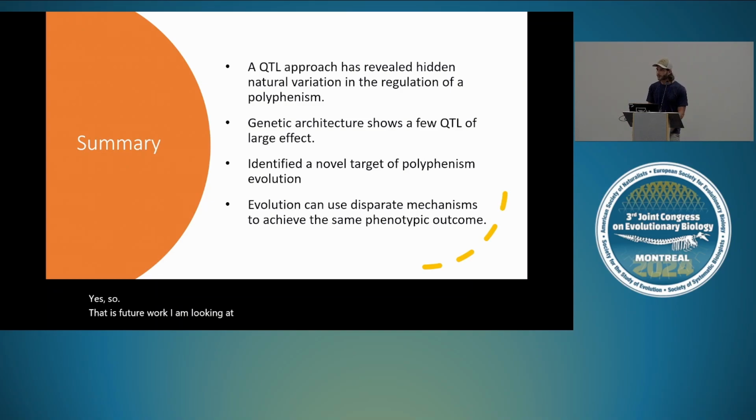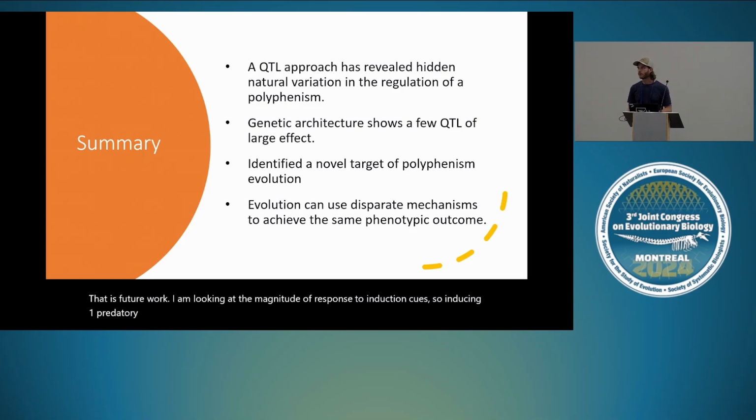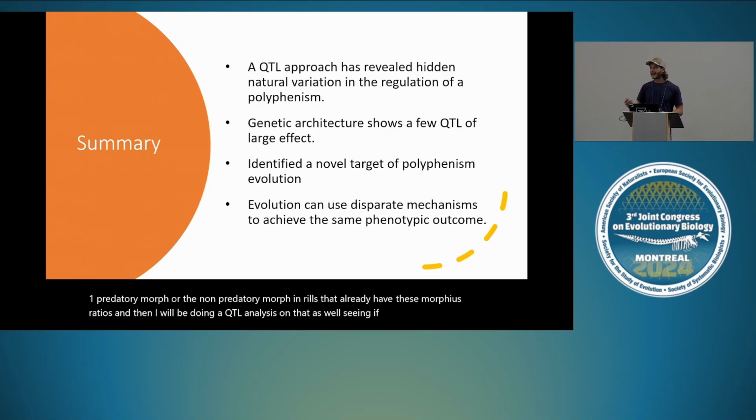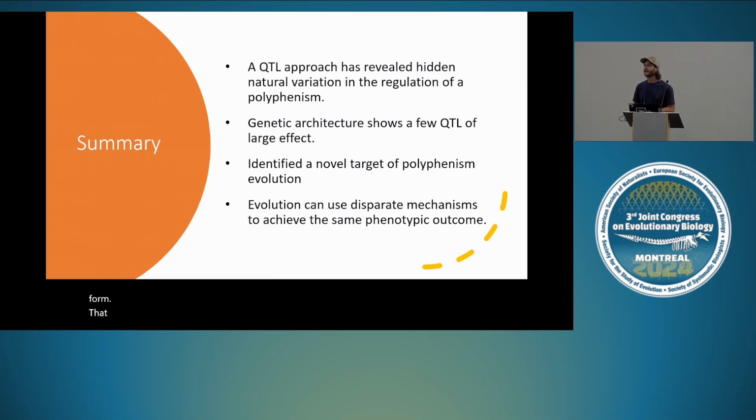I am looking at the magnitude of response to induction cues, inducing one predatory morph or the non-predatory morph in RILs that already have these morph bias ratios. And then I will be doing a QTL analysis on that as well, seeing if we identify patterns with the loci that are involved with this mechanism. I'm also doing geometric morphometrics on the mouth form shape itself to see if there are any parts of the mouth form itself that are capable of evolving. Are there constraints on the evolution of the mouth form?